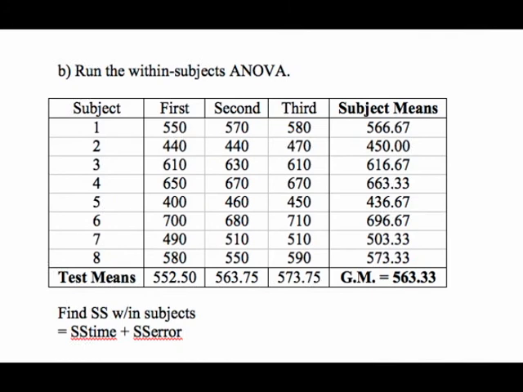Last but not least, we have our sums of squares within subjects, which is nice and easy. It's just our sums of squares time plus our sums of squares error. And that works out to be 5,266.666667.